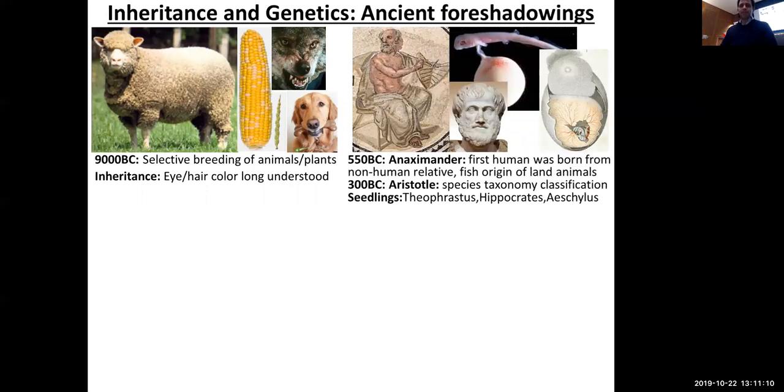Then when science came about, primarily in ancient Greece, a lot of folks started hypothesizing about what could be going on, what could be the molecular basis or the physical instantiation of this inheritance. And Anaximander and Aristotle reasoned about inheritance, about the passing of genetic traits. And Anaximander had a very modern view of evolution. He basically postulated that the first human was likely born from non-human relatives, and that land animals most likely had a fish origin. This is something that a lot of adults have trouble with nowadays. So it's quite ahead of his time.